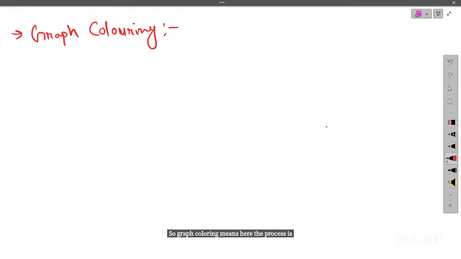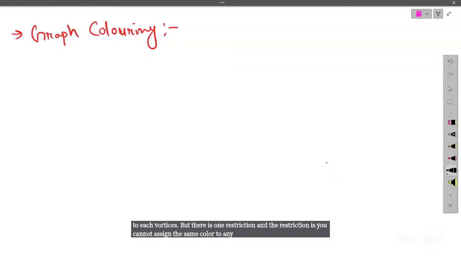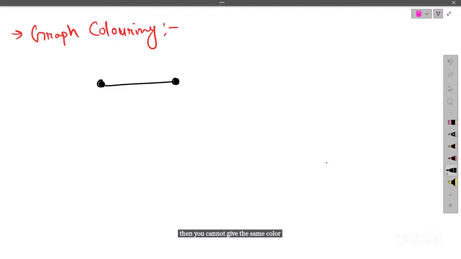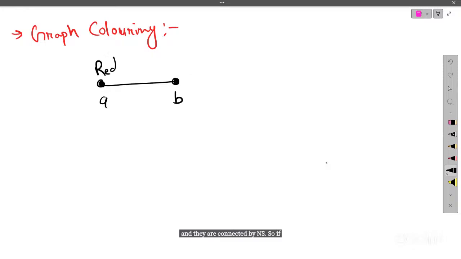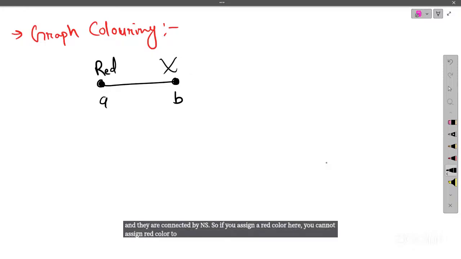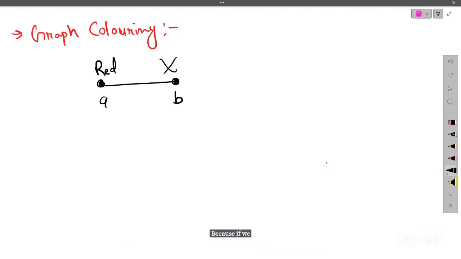And now let's go to coloring. So what is graph coloring? Graph coloring means we want to assign one color to each vertex, but there is one restriction: you cannot assign the same color to any adjacent vertices. That means if two vertices are connected by an edge, you cannot give the same color to these two vertices. For example, here A and B are two vertices connected by an edge. If you assign a red color here, you cannot assign red to vertex B, because if you remove this restriction, then there is no point of coloring.